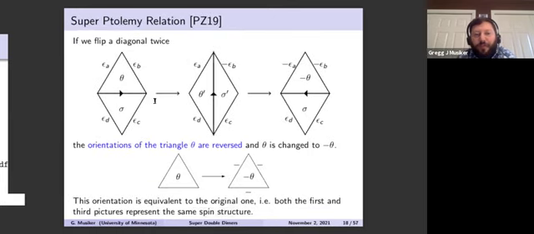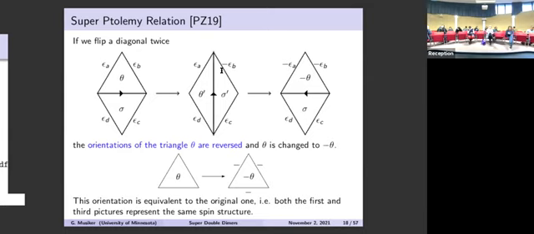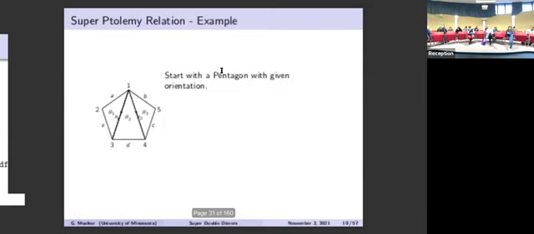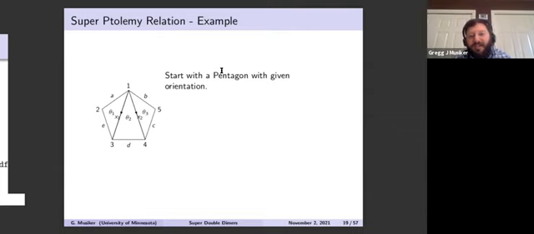And also, if you flip the same diagonal twice, even though it's not the same exact mu invariant and triangulation as an orientation up to this equivalence relation we mentioned, it is the same spin structure. So in that sense, we can say that flipping twice does give you back the same spin structure and triangulation. So with all that in mind, let's do an example.